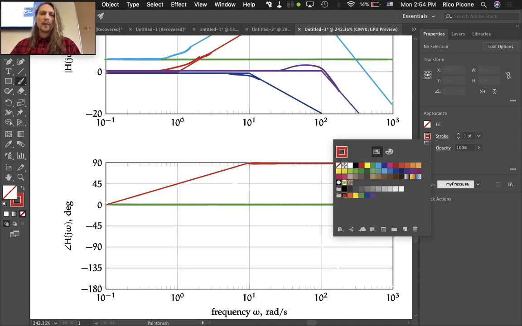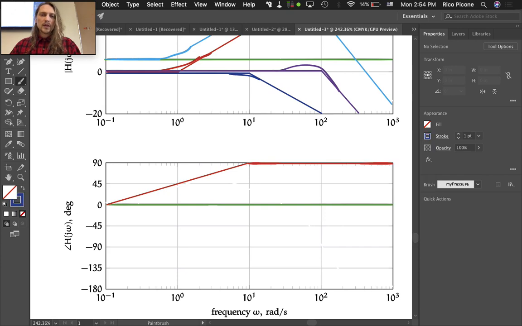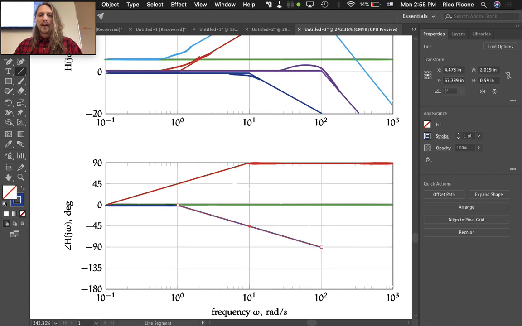Okay. And then we've got blue. And blue was the real pole. And the real pole has a break frequency of 10 to the 1. So it starts off flatline phase. A decade before the break frequency, it starts to go down, and it goes through negative 45 at the break frequency, and it ends up at negative 90 where it flatlines.